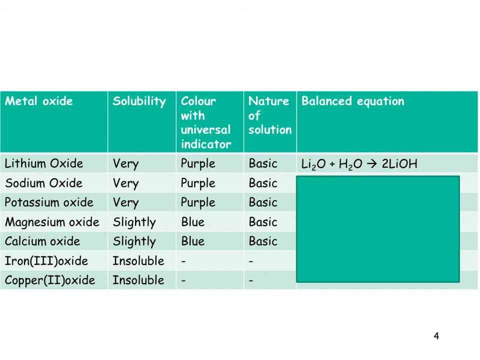So what you're going to do is you are going to have your different oxides, the solubility in water, the color with the universal indicator, the nature of the solution. All metallic oxides, if they dissolve in water, are basic, and then you need to look at balancing those equations and completing the table.